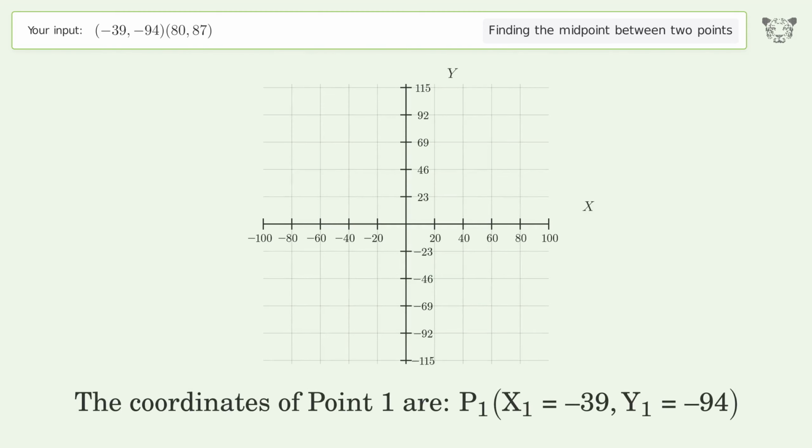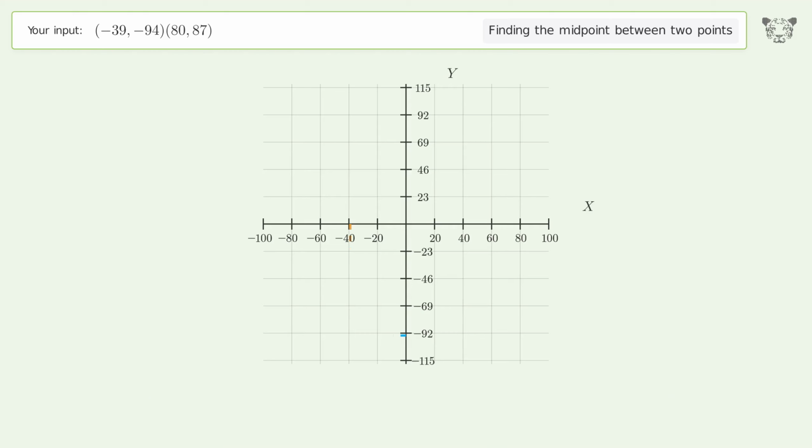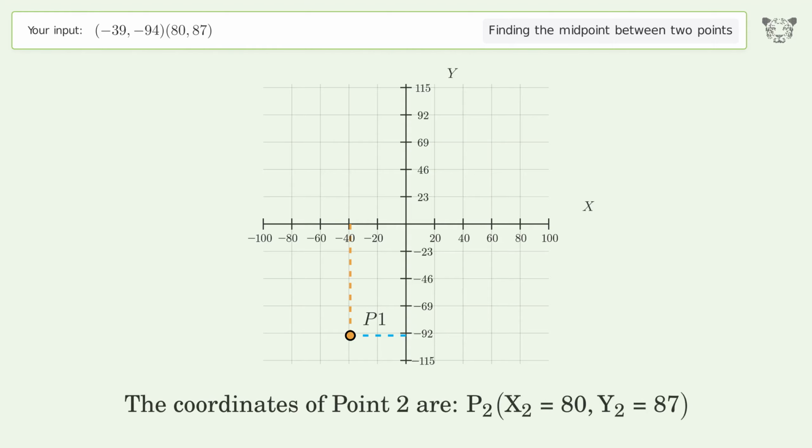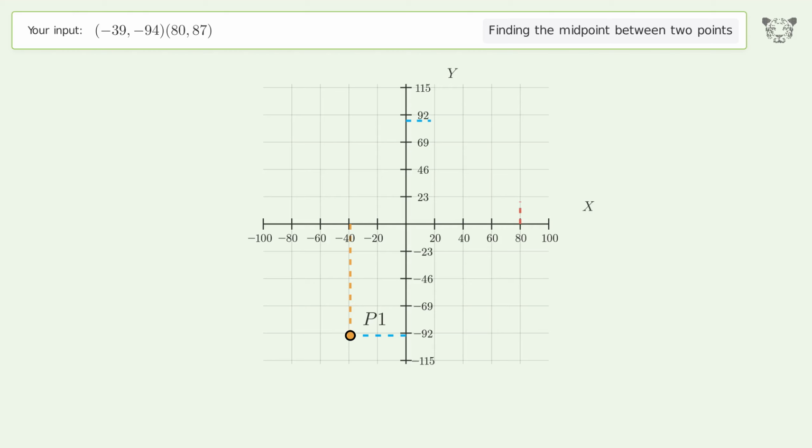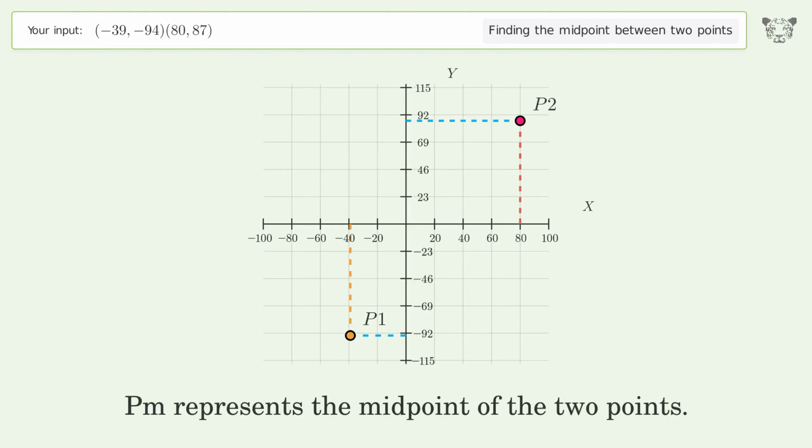The coordinates of point 1 are, x1 equals negative 39, y1 equals negative 94. The coordinates of point 2 are, x2 equals 80, y2 equals 87. PM represents the midpoint of the 2 points.